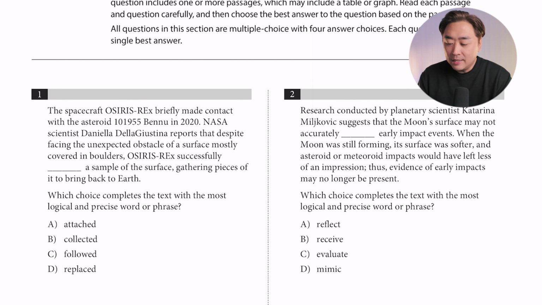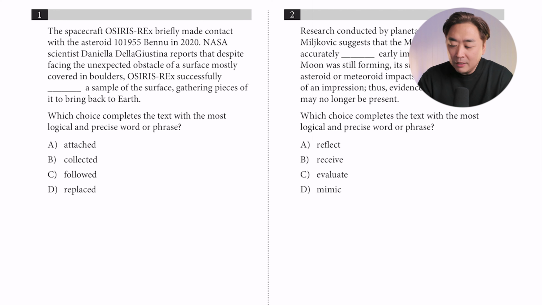So here it says the spacecraft, number one, made contact with the asteroid. Again, you don't need to read the names or dates or any of that because these are called ancillary details and don't really add value in you finding the proper or the right word. So we're going to skip all the names and try not to pronounce all these difficult names. So again, straightforward. The spacecraft made contact with the asteroid. The scientists report that despite facing unexpected obstacles, they were able to successfully blank the samples of the surface.